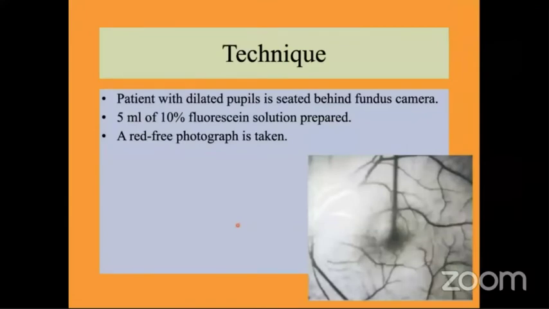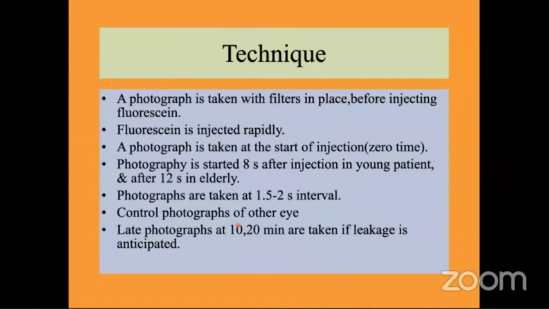Coming to the technique, the patient's pupil is dilated and the patient should be nil per oral for at least 1 to 2 hours. Informed written consent should be taken. The patient should be accompanied by an attender. A red-free and a color photo is taken before the procedure.